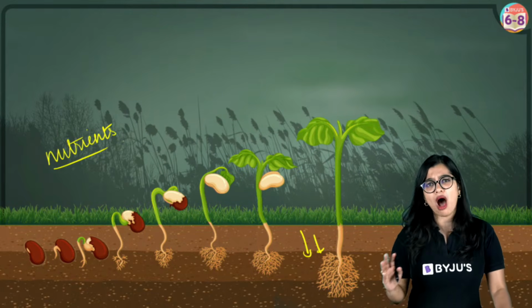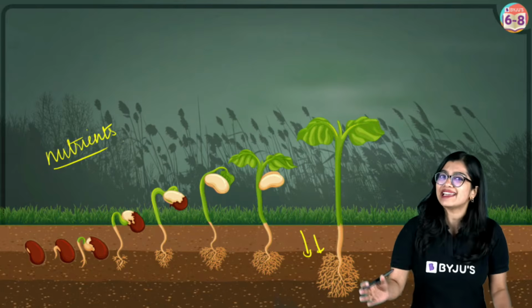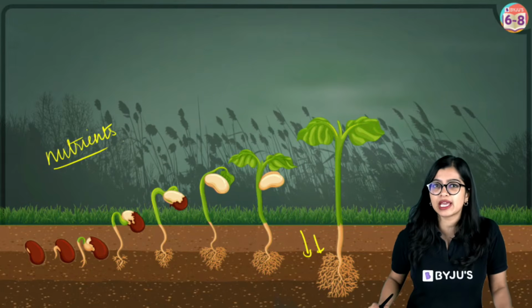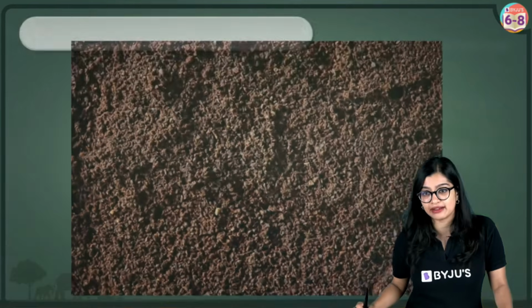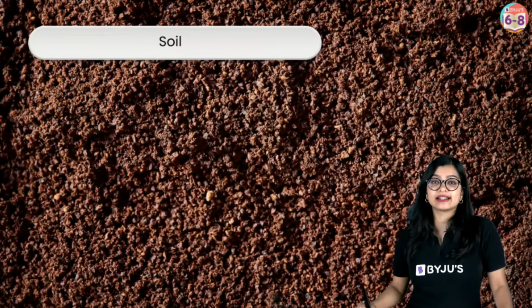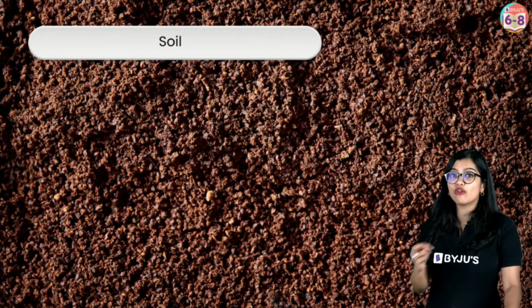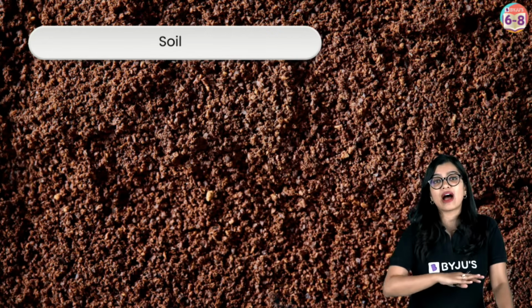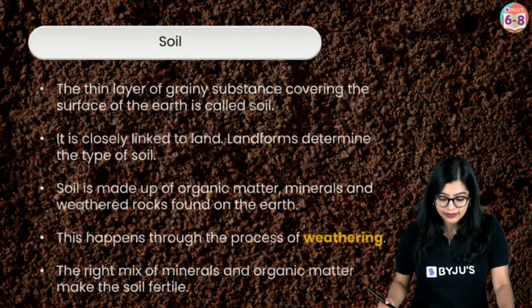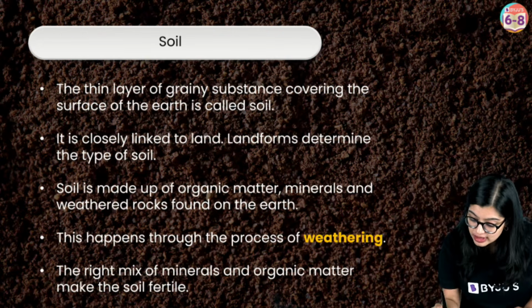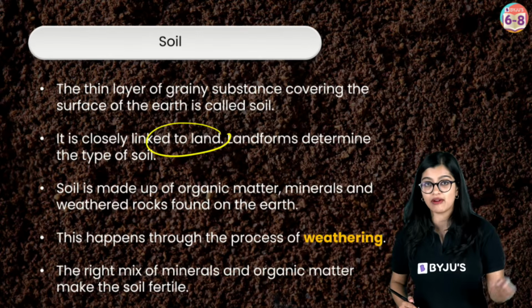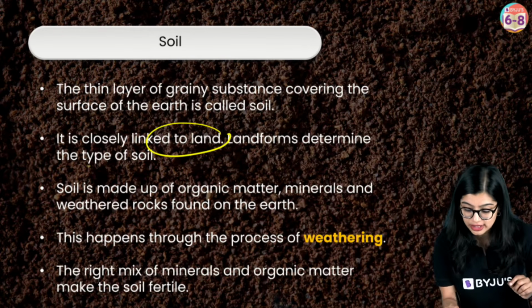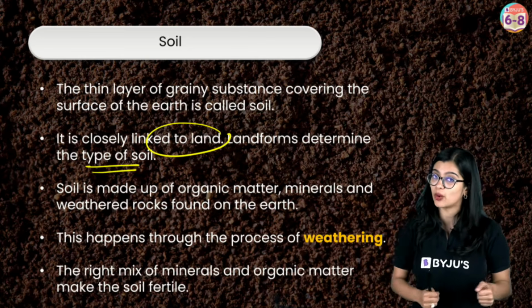So if I were to ask you very simply, what is soil? What would you say? You'd take a minute and you would say, ma'am, probably soil is what I would find on land, right? So we could simply say that soil is a thin layer of grainy substance that we find covering the surface of the earth. And we see that it is closely linked to land, right? And the kind of landforms that we observe play a very important role in terms of what type of soil is going to be formed.